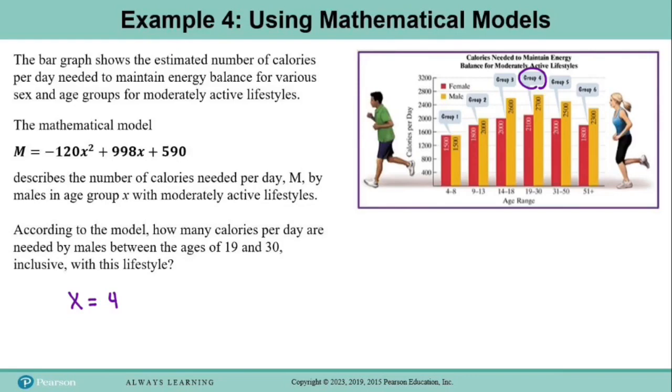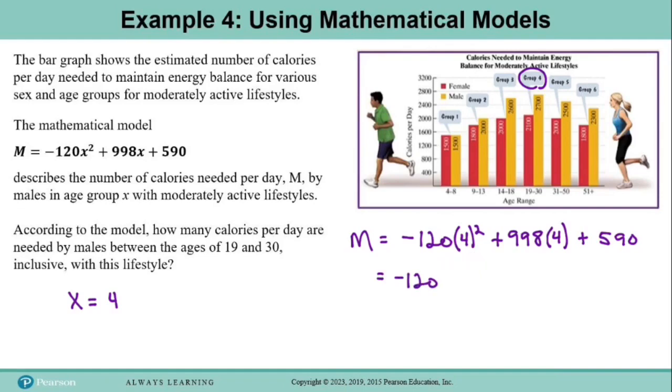So the number of calories per day needed for males in the age group 19 to 30 is going to be negative 120 times 4 squared plus 998 times 4 plus 590. So you can see here I just took the formula and plugged in 4 in place of the X. Okay, now we'll do it just like we did before. So the first thing to do is evaluate anything that's in parentheses. These parentheses do not contain any operations. The next thing to do is to evaluate the exponential expressions, and we only have one, so 4 squared is 16. 4 times 4 is 16. And then just keep everything else the same.